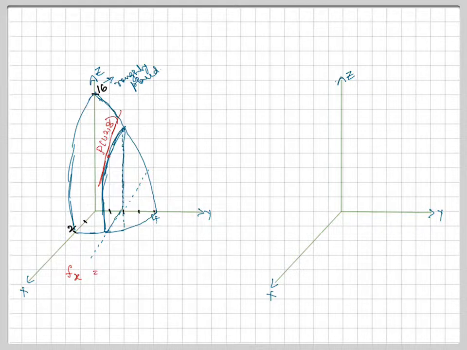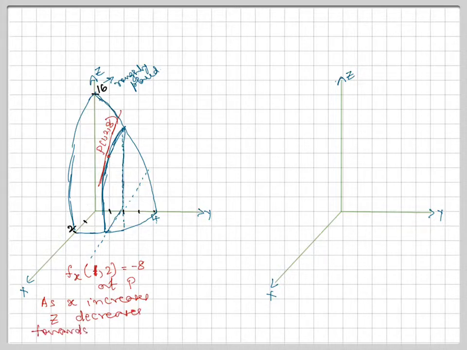So fx at (1, 2) we found to be equal to -8, which is the slope of the tangent line at the point P in the direction of x. So as x increases, z decreases. That's why we get that value to be equal to -8. So z decreases. Clearly it is seen in this graph.